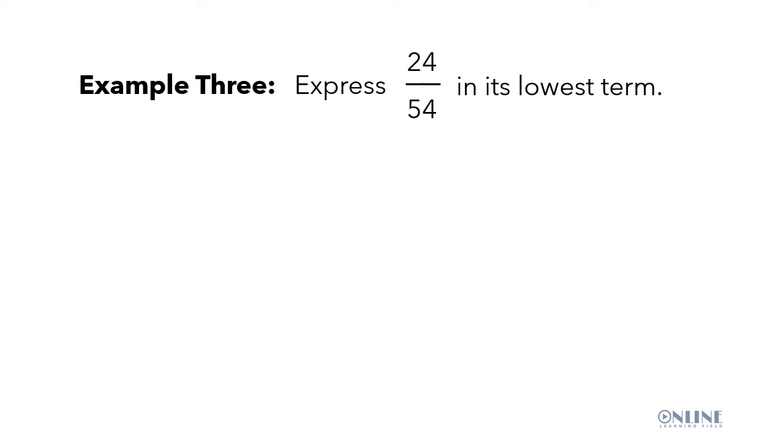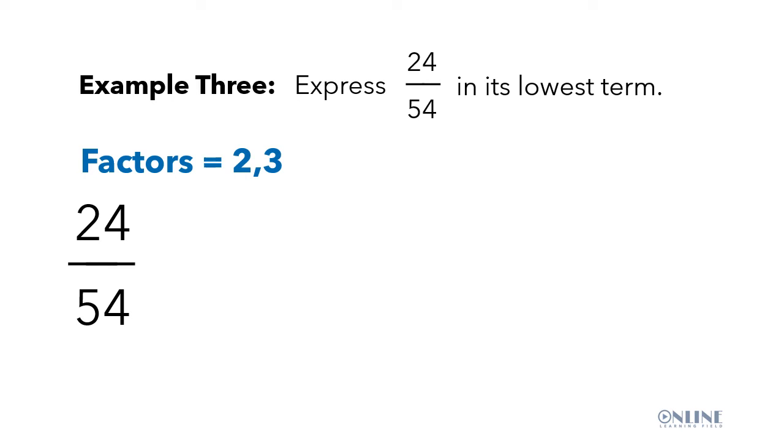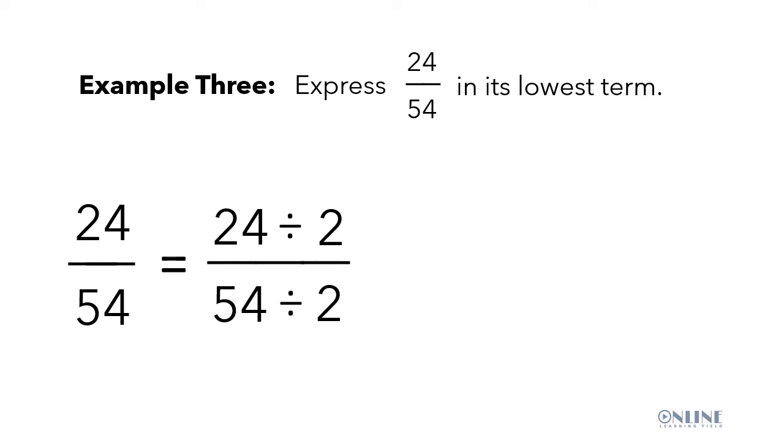In example 3, we are going to reduce 24/54 to its lowest term. The factors of this fraction are 2 and 3. Let's start with 2, which is the lowest factor. So we go ahead and divide the numerator 24 by 2 and also divide the denominator 54 by 2. This will give us 12 as the new numerator and 27 as the new denominator.